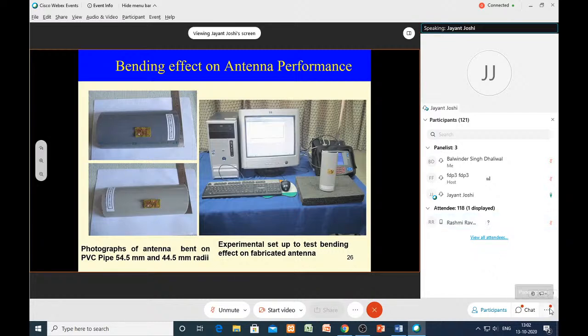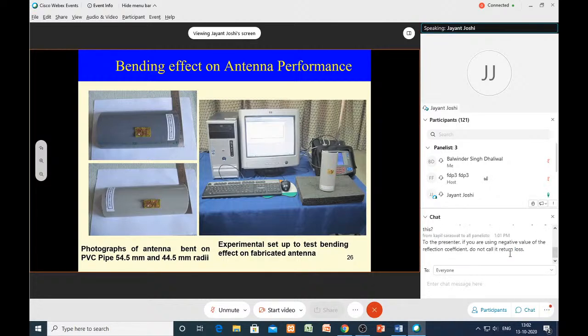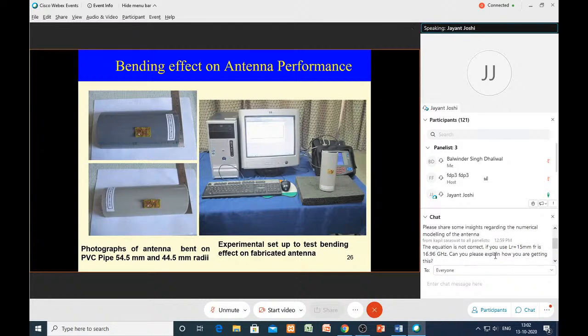Here I use the PVC pipe. The PVC pipe is cut into two parts and prepared in the shape of a thigh or a shoulder, onto which the antenna is placed and the bending effect is measured. See, this is the antenna that is placed onto the PVC pipe. On the backside, there is a vector network analyzer, and the same results I am getting on the PC. And I have stored it.